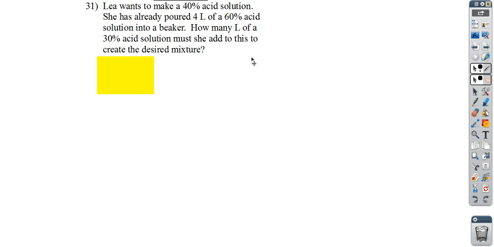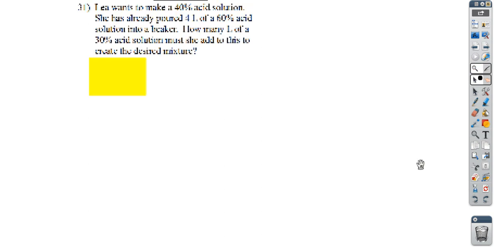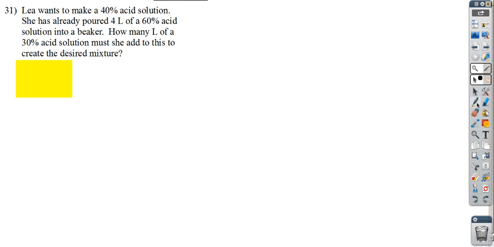Alright, we will finish up the practice test now. These are word problems involving rational equations, and I always find it helpful with a lot of these to draw a picture. It's sometimes easier to have a visual. A picture's worth 1,000 words. It says Leah wants to make a 40% acid solution, and for all of these we're going to use decimals instead of percent.